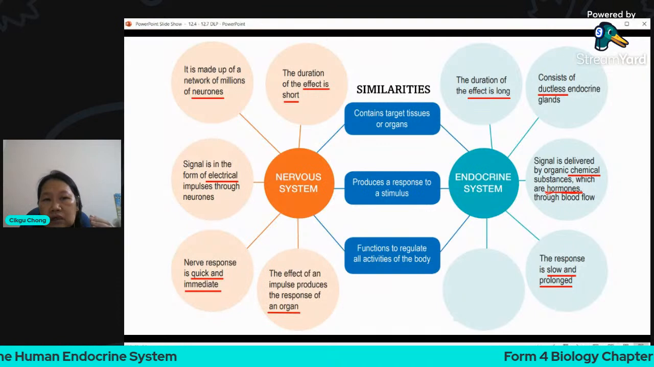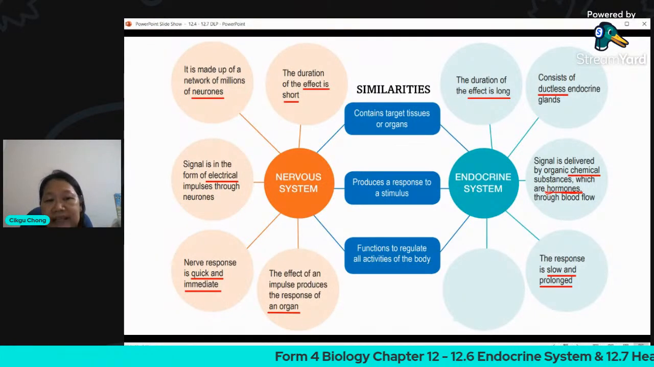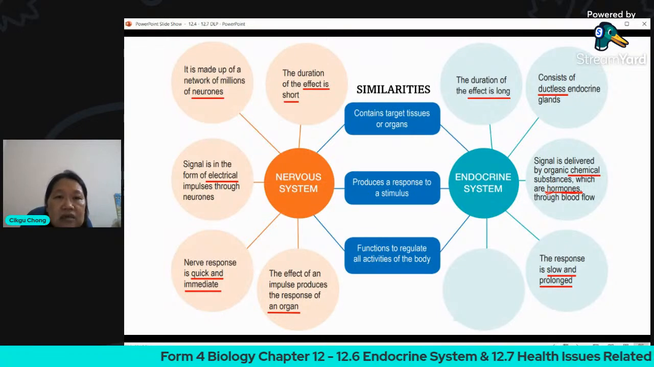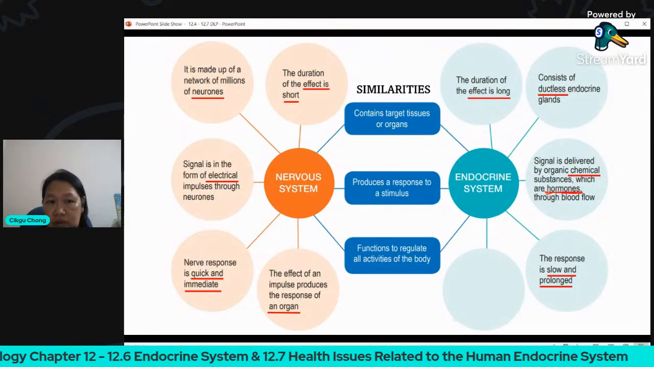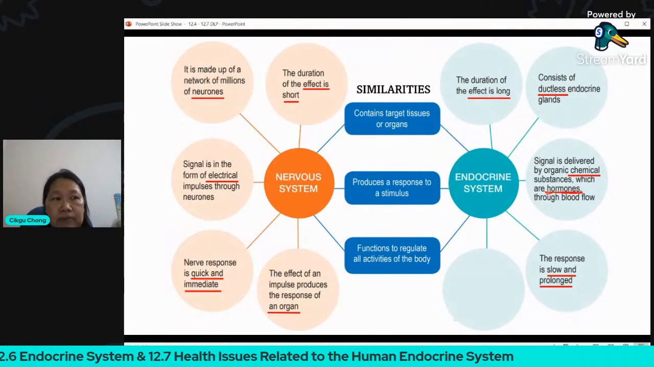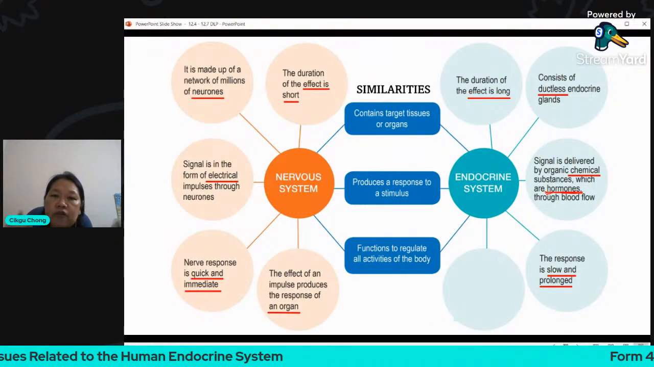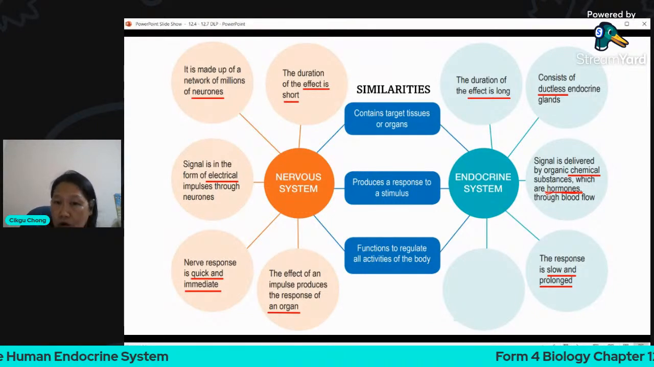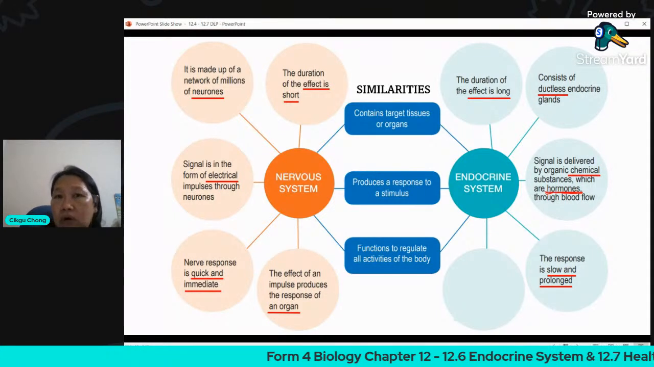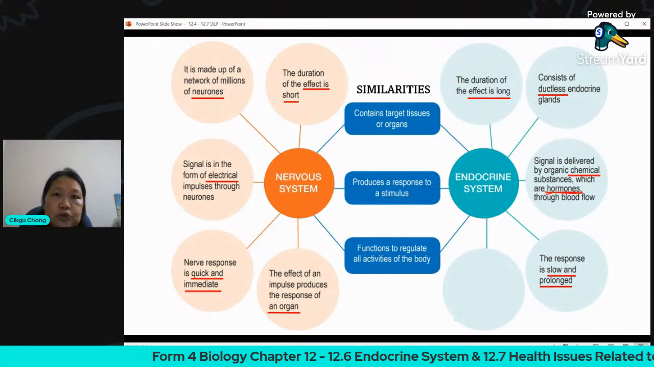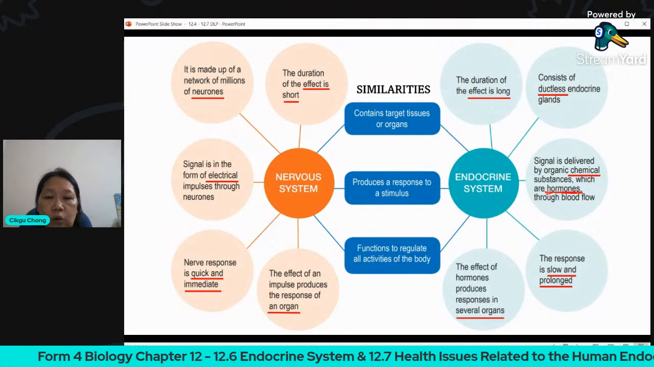Lastly, for the nervous system, when the impulse is sent to a particular organ, it's only that organ that has a response. Other organs do not receive the impulse, and will not have a response. So it's very particular. One impulse will go to one organ only, and only that organ will respond. For the endocrine system, it can be one hormone, but the hormone can have an effect on more than one tissue or cell. So it is more widespread.